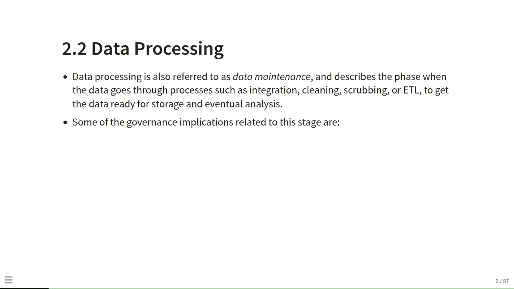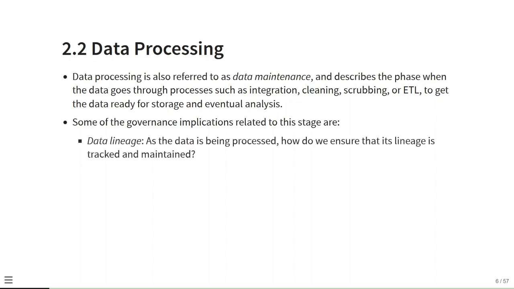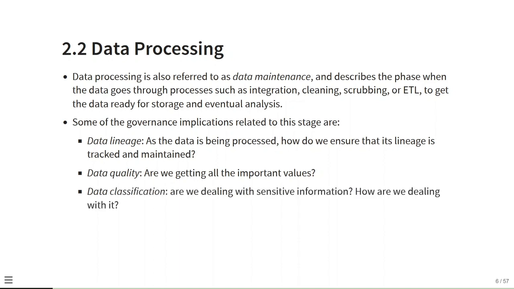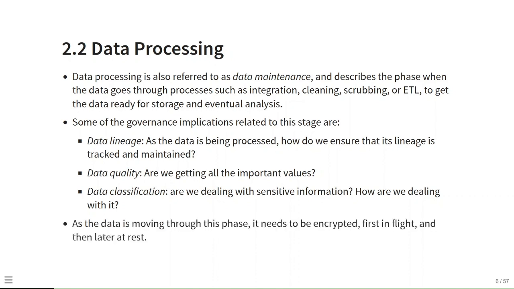Some of the governance implications related to this stage are data lineage. As the data is being processed, how do we ensure that its lineage is tracked and maintained? Data quality. Are we getting all the important values? Data classification. Are we dealing with sensitive information, and how are we dealing with it? As the data is moving through this phase, it needs to be encrypted, first in flight as it moves through the stages, and then later at rest as it is stored.